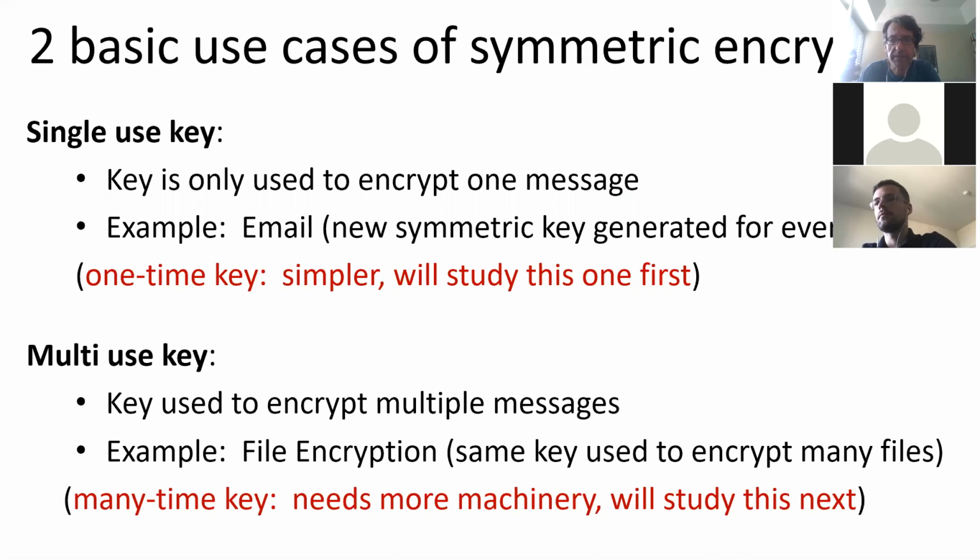So the basic setting is the key is used only once. Encrypt a single message, for example, encrypt an email. And then I don't need to store a key, because I created the key in some key exchange algorithm. And now that I created it, I can use it to encrypt a message, and I'm done.